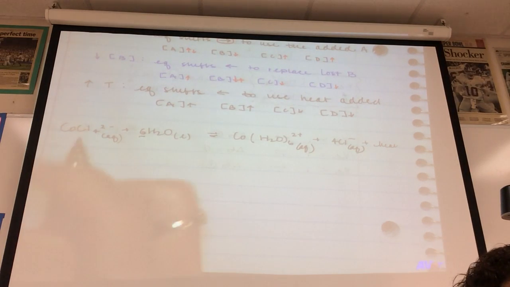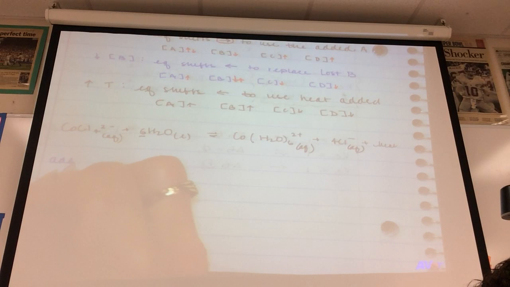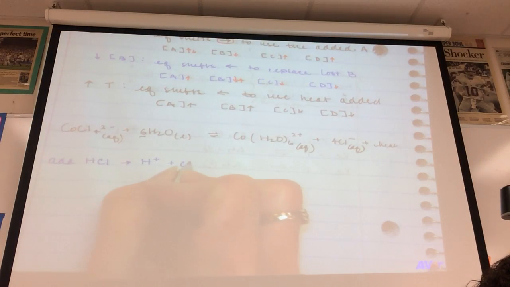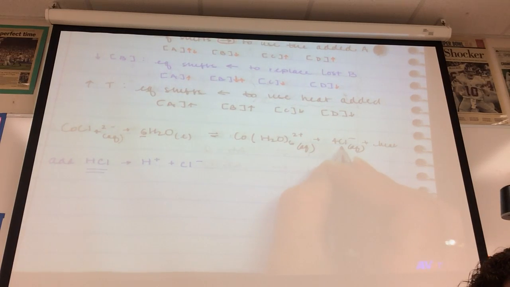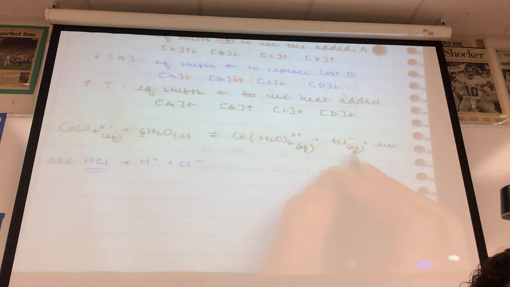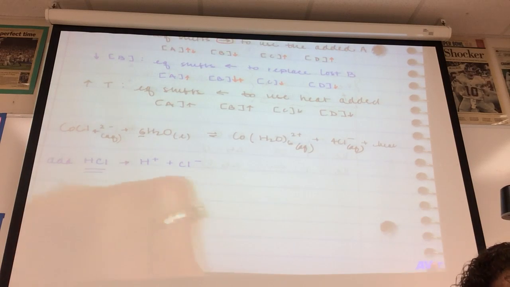And this is very tricky. If you add hydrochloric acid to the system, is hydrochloric acid a strong acid? Yes, it is. So it ionizes completely. By adding hydrochloric acid, what are you effectively increasing the concentration of? Chloride ion. If you increase the concentration of chloride ion, equilibrium shifts to the left to utilize the chloride ion added from hydrochloric acid. So that is tricky.